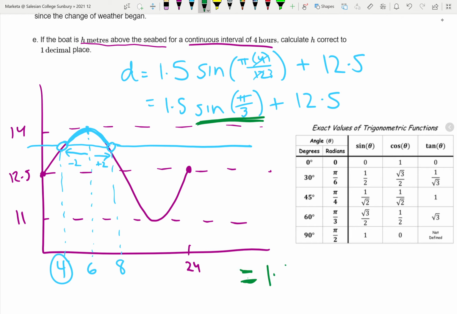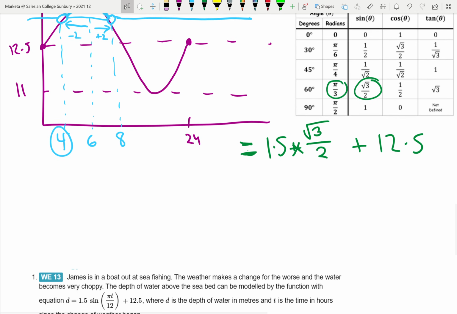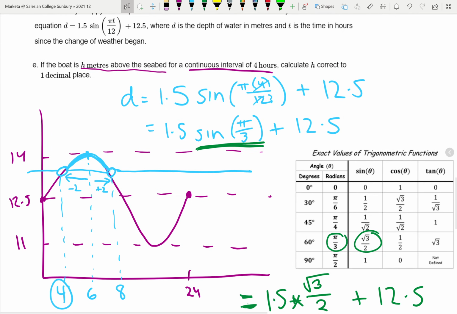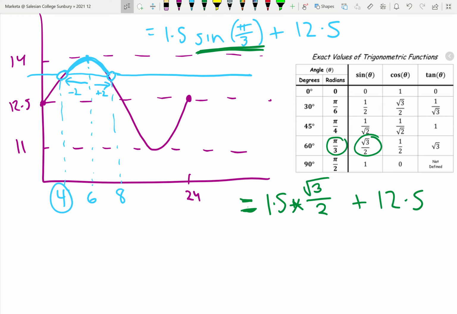So it's 1.5 times sine of pi on 3. There's pi on 3, here's sine, so it's root 3 on 2, plus 12.5. So let's neaten that up, and you'll notice I'm doing this by hand, so I'm going to get an exact value. It's not telling us to do it to any decimal, it is telling us to do it to decimal places. Look, I'll continue like this, but you could also just find this on CAS.